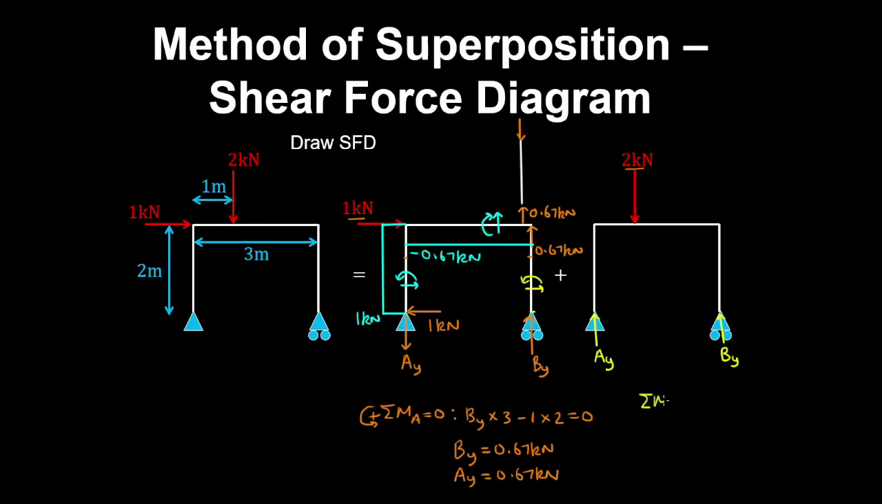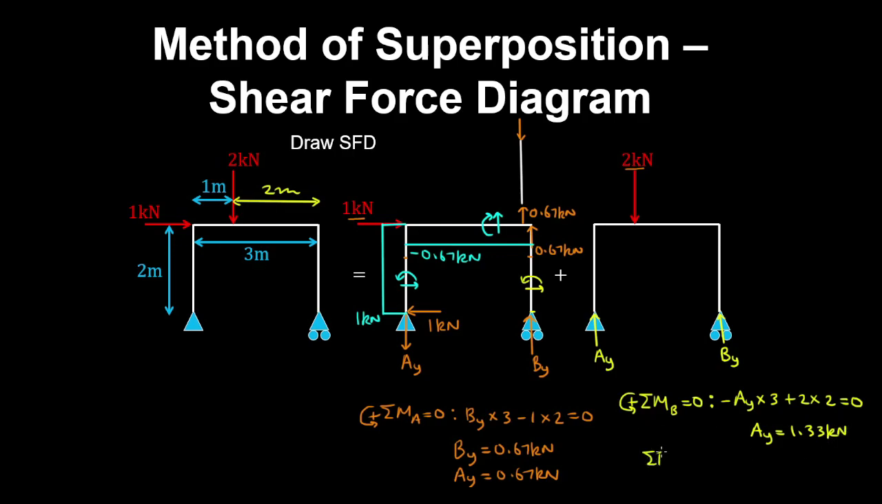by taking equilibrium of moments, for example, about B, with anti-clockwise being positive, we have minus Ay by the moment arm plus 2 kN by a moment arm of 2 meters. And that's equal to 0. So Ay is 1.33 kilonewtons.